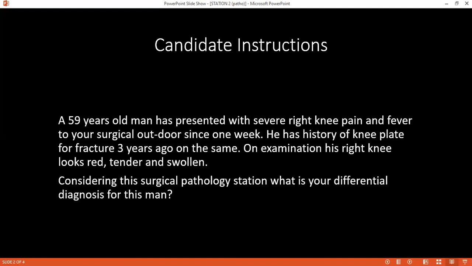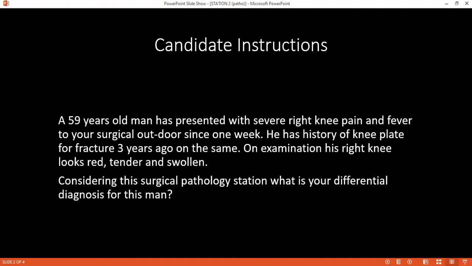Right, so if you have read and understood considering a surgical pathology station, kindly tell me what are the differential diagnoses you'll consider after reading the stem? Okay, I will consider septic arthritis of the right knee. I'll consider infected implants. And then also consider osteomyelitis of the bones that form the knee joint.